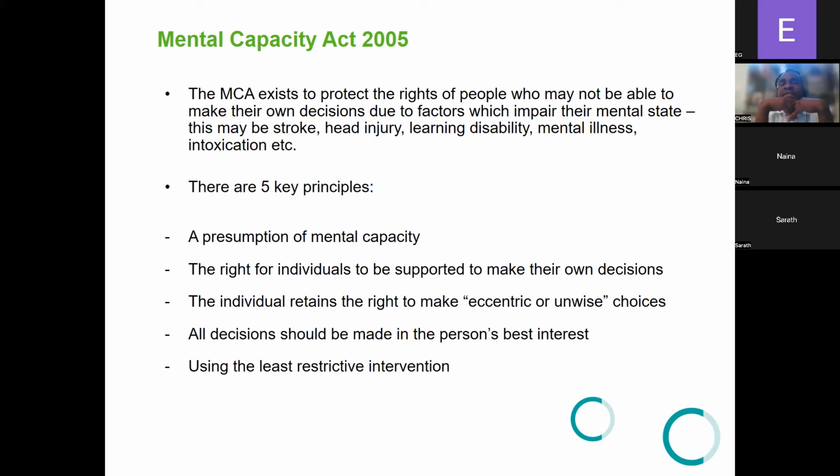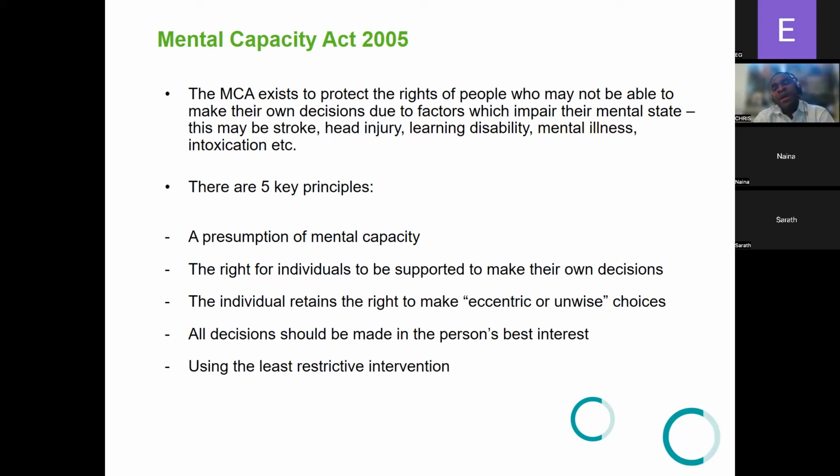Some people also have learning disability. Some disabilities are invisible. You can't see them with the eyes, so they are learning disability. Some people have mental illness. And then some people also get intoxicated. They get drunk. And when they are drunk, they can't have good judgment to make good decisions. So the Mental Capacity Act is there to protect people who fall in these categories and may not be able to make decisions concerning their own lives, health, and well-being.